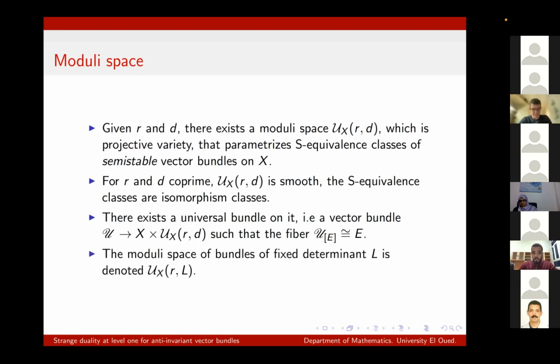Okay, so I will also need to define another moduli space of vector bundles of rank R and fixed determinant, which is a sub-moduli space of this one, which parameterizes S-equivalence classes of semi-stable vector bundles with fixed determinant isomorphic to L. Okay, so far so good.